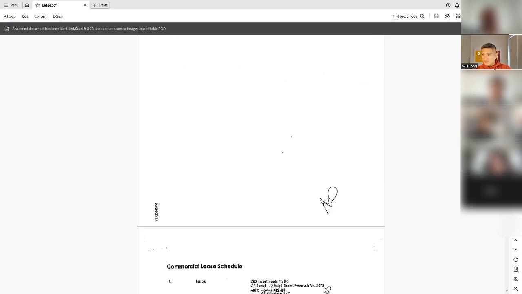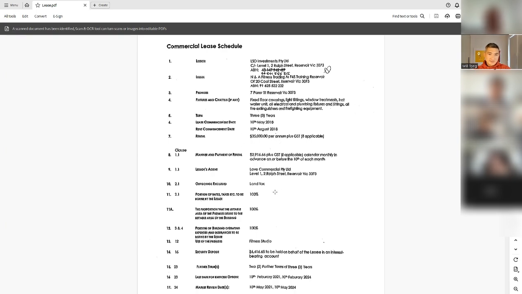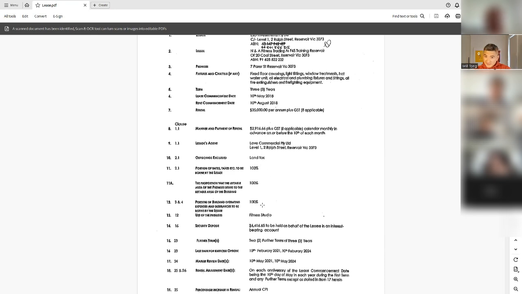But what I usually do is I go into the schedule first, because most of the stuff is summarized in the schedule. So I'm checking the numbers, I'm checking the rent. Okay, that seems consistent. Who's paying the outgoings? They're paying the outgoings, except for the land tax. So land tax is excluded. That's good to know, because the land tax could be $5 grand, $6 grand, whatever it might be.